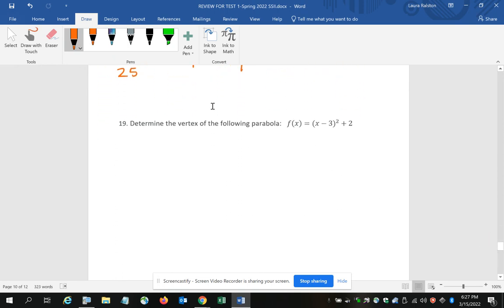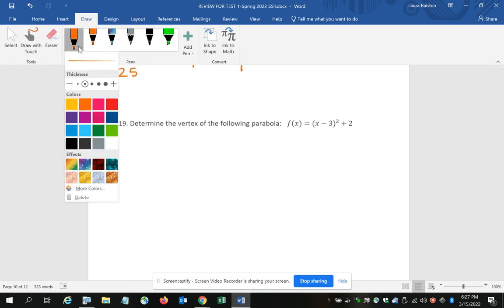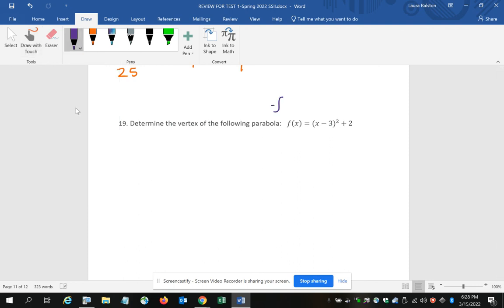All right, 19 asks you to find or identify the vertex of the parabola. Now, what you have to remember is that this is called the vertex form of a parabola, and the vertex corresponds to h and k. The vertex as an ordered pair is (h, k).